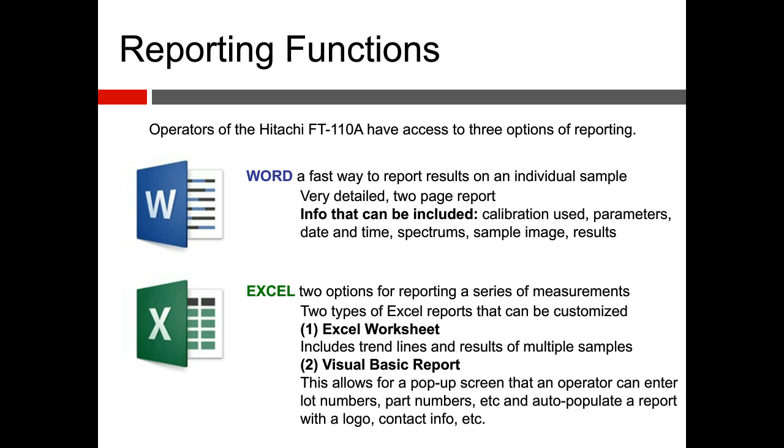Then Excel, there's 2 options, and this is more commonly used when you're reporting on a series of measurements. You've gone through a lot and you have all your data. You can either do it in a simple Excel worksheet, customized to your needs, and it would include trend lines and results of those samples, and then a Visual Basic report is another option. That allows for a pop-up screen where the operator enters specific information to that series of measurements, like the lot numbers, part numbers, so they can auto-populate and just be more streamlined on the back end.